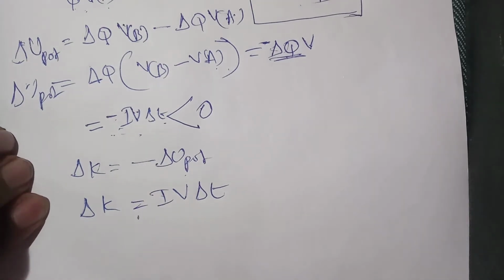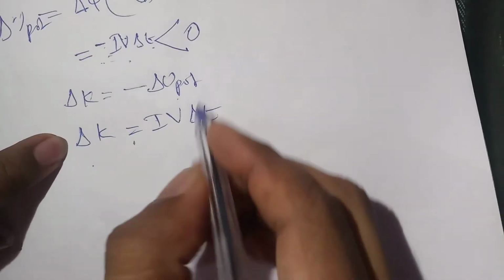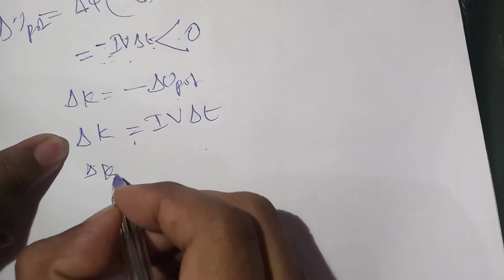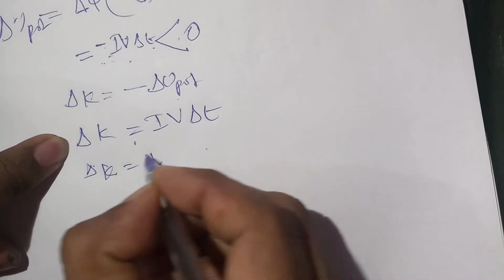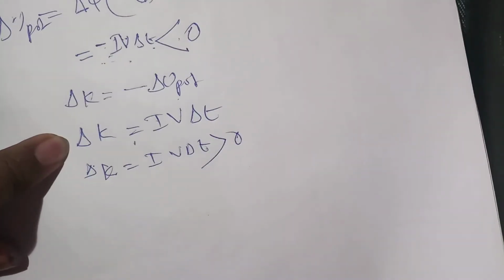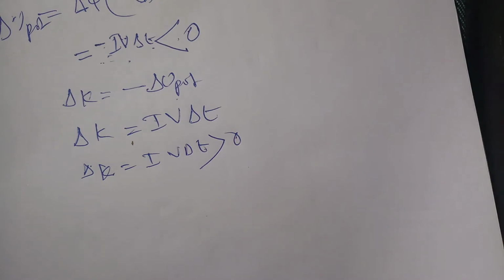Okay, now our delta U, this value here, is less than 0, means delta K should be more than 0. So this change in kinetic energy is equal to I into V into delta T, which should be a positive value. That point is very, very important. This change in kinetic energy is a positive value.